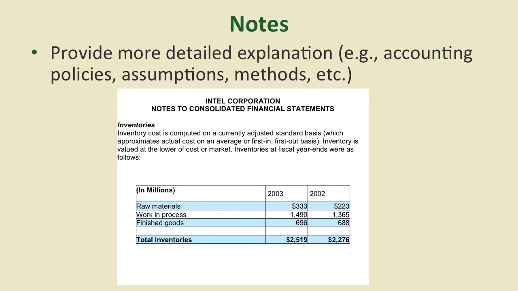And also in this footnote, they provide this little schedule explaining the raw materials, work in process, and finished goods contained in this total inventory number. So this is a manufacturing firm, so that's why they have all these 3 inventory accounts.